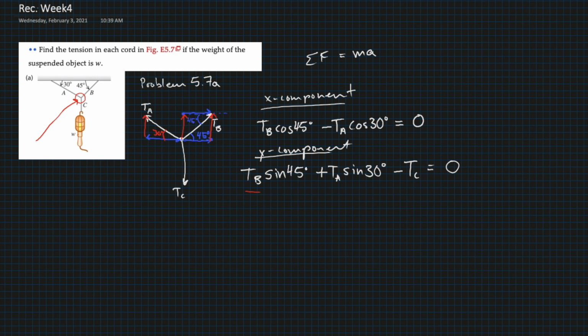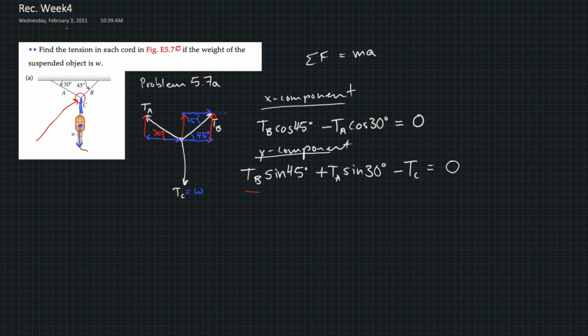But real quick, I can make the note that because tension C is only attached to this object in question, I can say outright that tension C is just equal to the weight of the object. Hopefully that's clear why that's the case, but the weight of the object is just a force going down like this, and that's connected straight up to our cord C. So tension C is just equal to W.